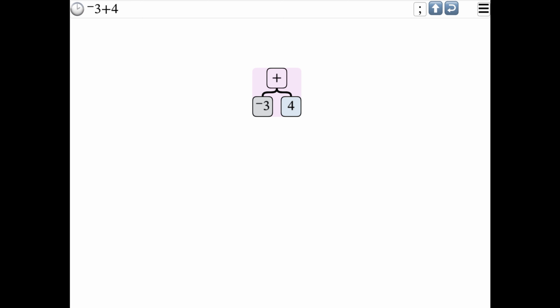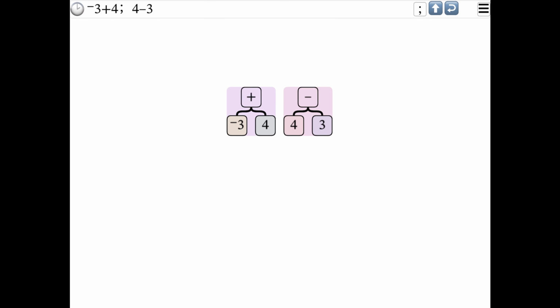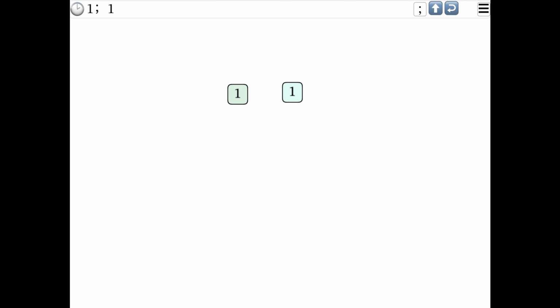Does 4 minus 3 equal negative 3 plus 4? You can do a little mental arithmetic, or we can use DragginMath to find out. Tap semicolon in the top row now to add another expression to what's already there. Double tap to evaluate. Yes, they are the same.